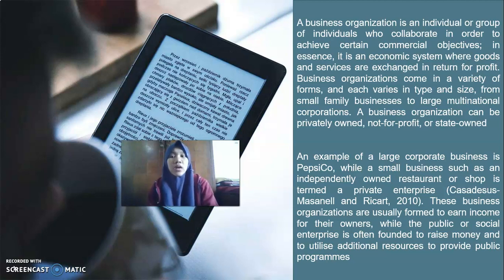An example of a large corporate business is Pepsi Company, while a small business such as an independently owned restaurant or shop is termed a private enterprise. These business organizations are usually formed to earn income for their owners, while the public or social enterprise is often founded to raise money and to utilize additional resources to provide public programs. Next slide.